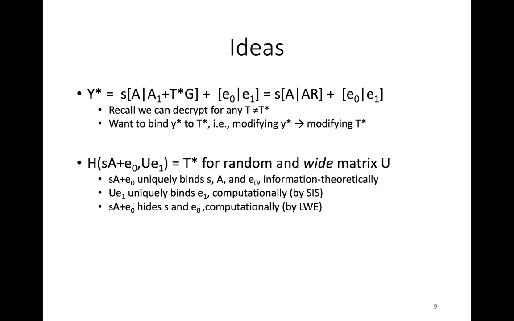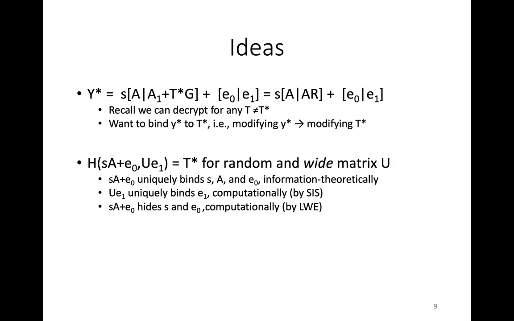Now, if we look at what's inside the hash function, we have S times A plus E0, which uniquely binds S, A, and E0 in the information theoretic sense, because the matrix A is wide and E0 is the noise, which is small. On the other hand, we have another part, U times E1, which uniquely binds E1 computationally by the CIS assumption, because it is computationally hard to find another small E1 prime such that U times E1 equals U times E1 prime.